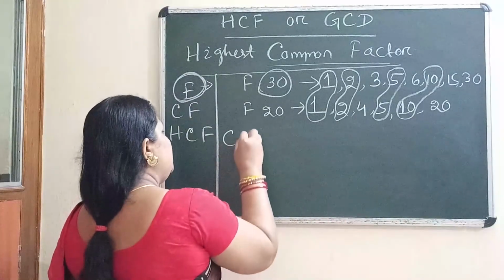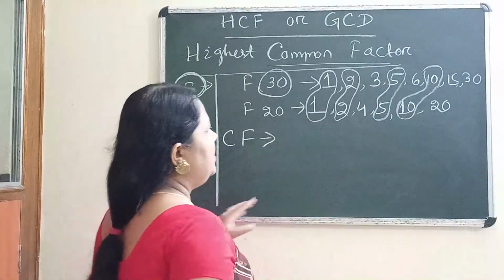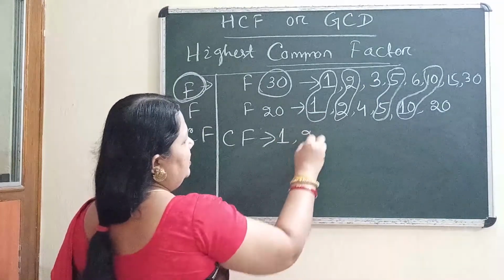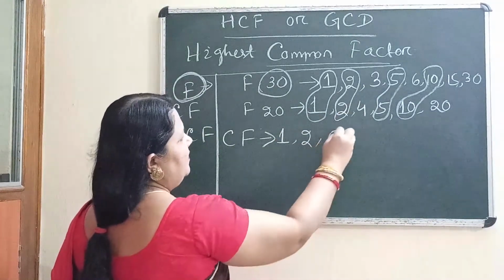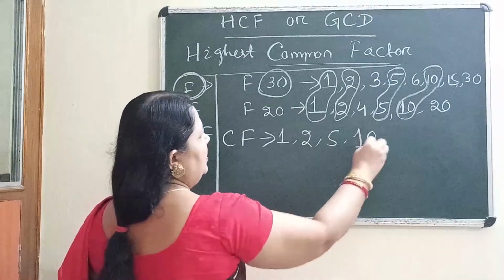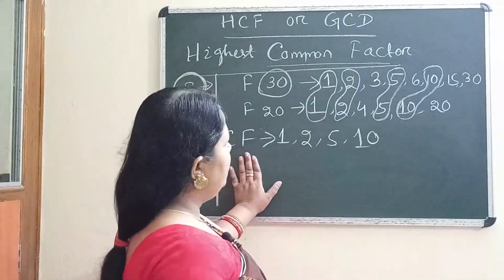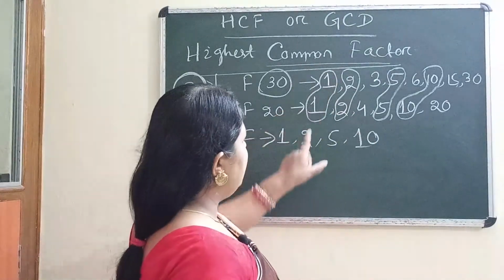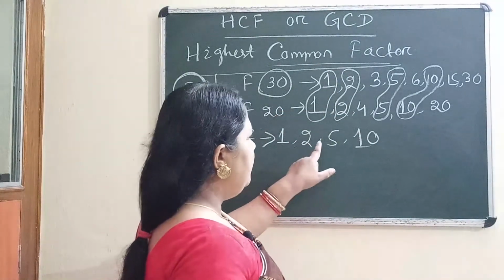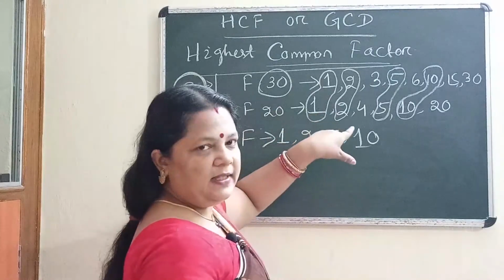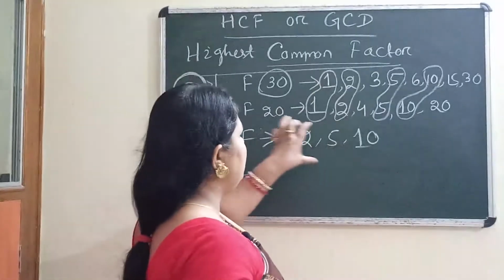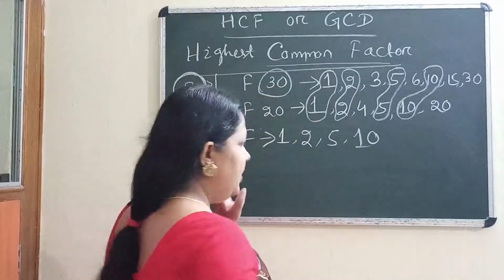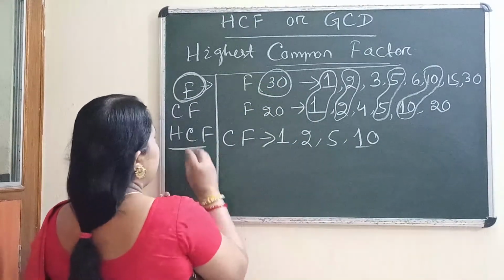Now you write here what are the common factors. You list all the common factors. Number 1 is 1, then 2, then 5, then 10. So how many common factors did we get? 4 common factors. Out of these two lists of factors, these factors are present in both the cases. This is similar in both the cases. So these are the common factors of 20 and 30. Clear?